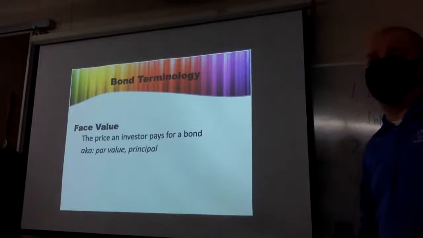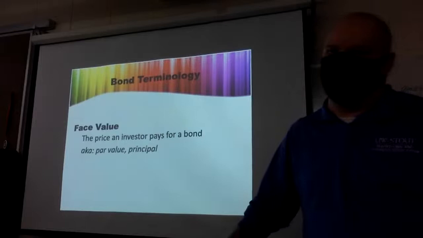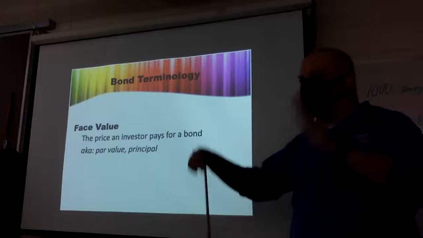Now, the face value that's on the bond is the price an investor pays for that bond. So that would be par value or the principal. So whatever you pay for it. So if it's a $1,000 bond and you pay $800 for it, you're basically putting $800 into something, and you're going to wait for it to turn into $1,000 over some period of time.